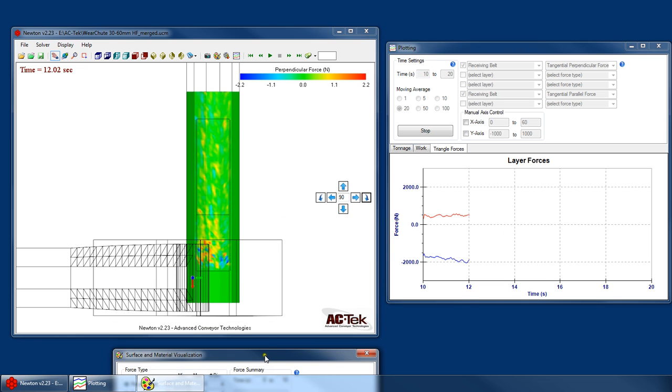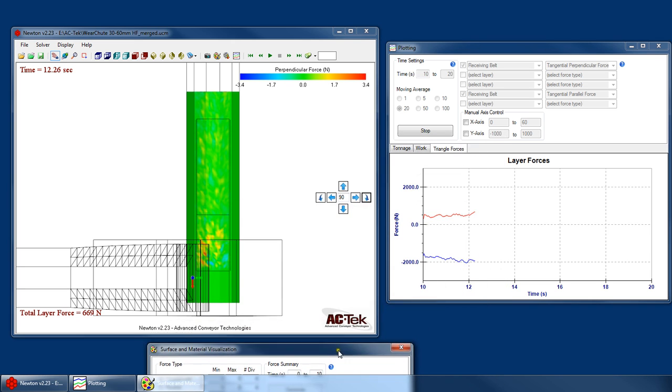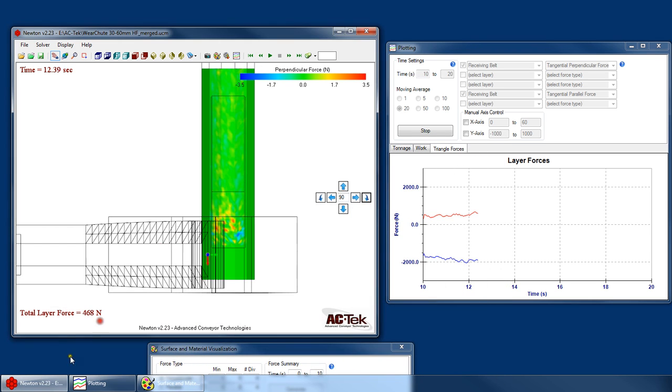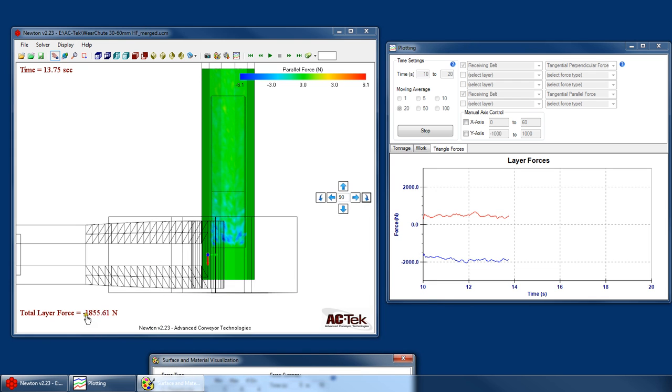So now looking at this, the other thing we can do, let's go ahead and turn on the total layer force. Because we're looking at the perpendicular, we would expect that this value here should match what we see in the plot. And if this is 0 to 2000, then we're hovering right around 500 newtons, and that matches what we see here. Similarly, if we look at this bottom line, the parallel force, change that to parallel, well, right around negative 1800, and that's matching what we're seeing here as well.